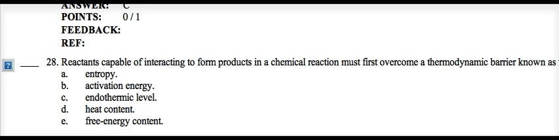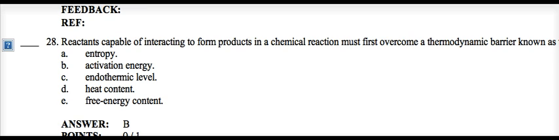Reactants capable of interacting to form products in a chemical reaction must first overcome a thermodynamic barrier known as the blank. The options are entropy, activation energy, endothermic level, heat content, free energy content. If you said activation energy, you'd be correct. Okay, so that's pretty much the definition of activation energy, the energy required to overcome the thermodynamic barrier.